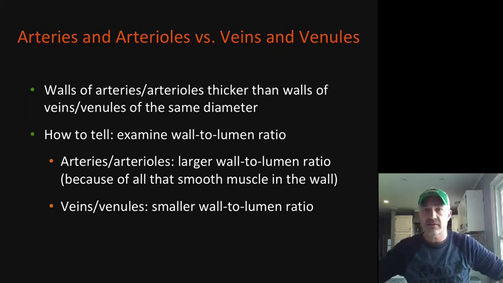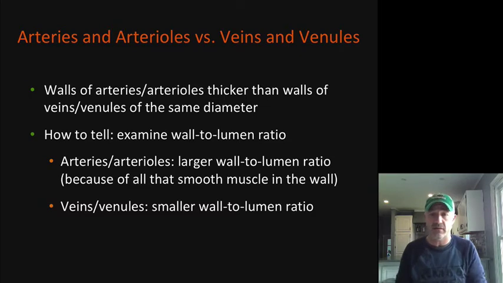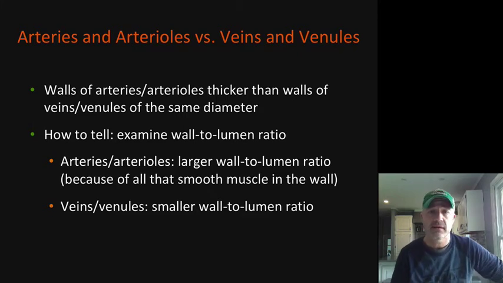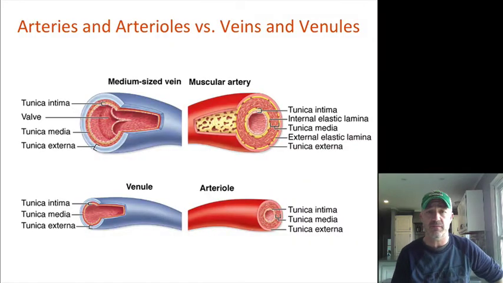Arteries and arterioles versus veins and venules. Really, the biggest way to tell these apart is to look at, like it says there, the wall to lumen ratio. Arteries and arterioles will have much more wall and a much smaller lumen. They also tend to hold their shape a little bit better, where veins, thin wall, bigger lumen, a lot of times will flatten out a little bit more. So that's probably the best way to tell some of this apart. Again, you can kind of see it here even in the cartoons.